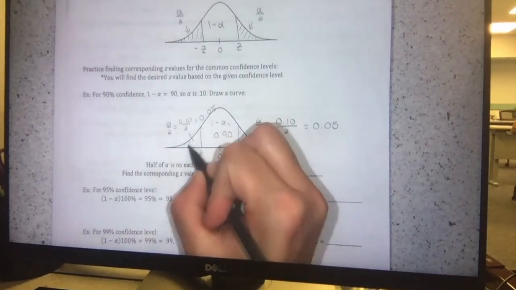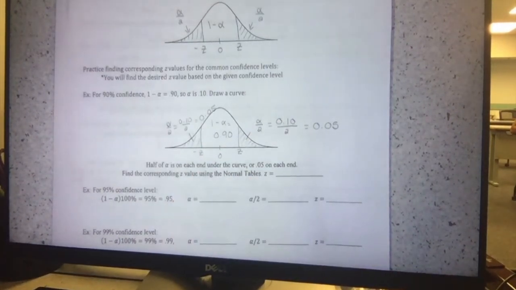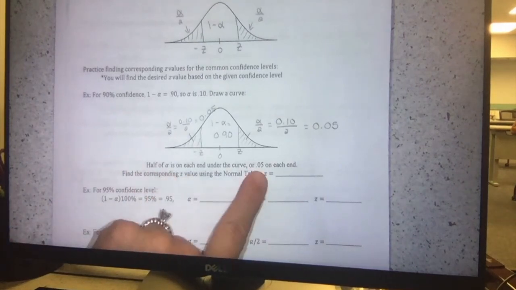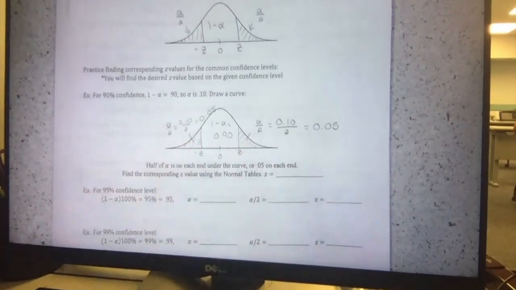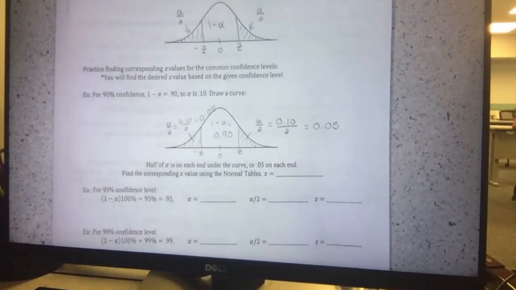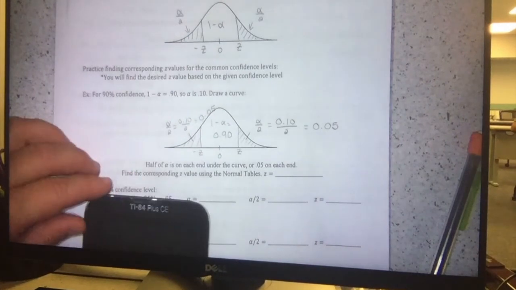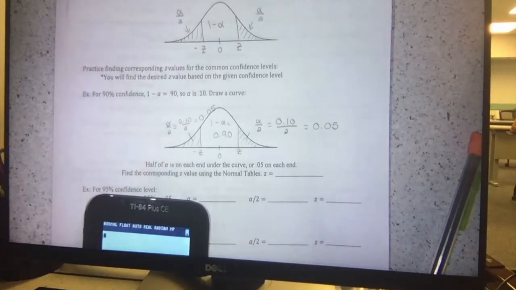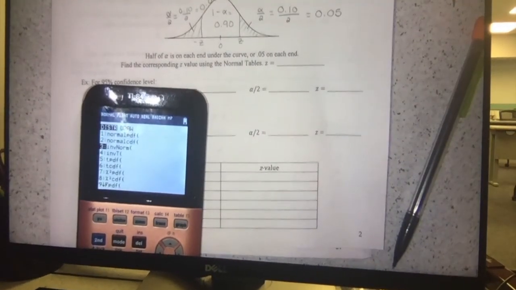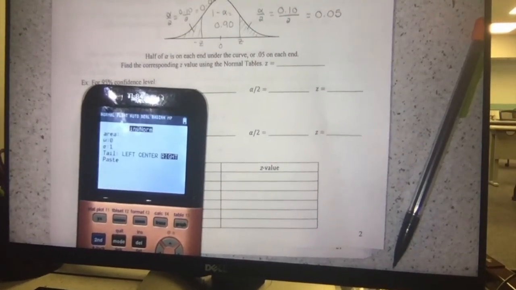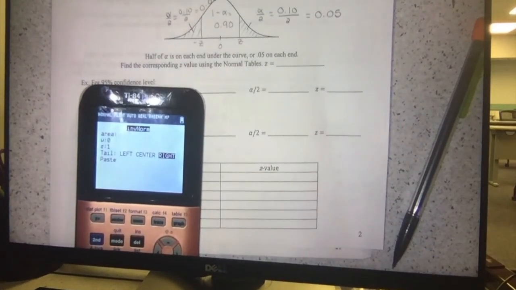So we know half of alpha is on each side, so on each end it's going to be 0.05 because together that's going to be alpha, which is 0.10. We know how to do this just from last test. We know how to find these z values. So in our calculator, we're trying to find the z value. We can do second vars and then go down to the inverse norm to find our z value. We know the area under the curve is 0.05.